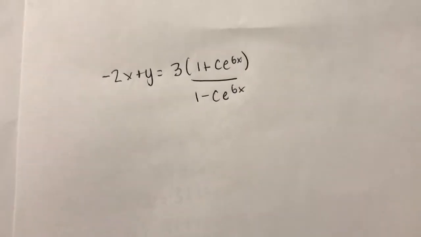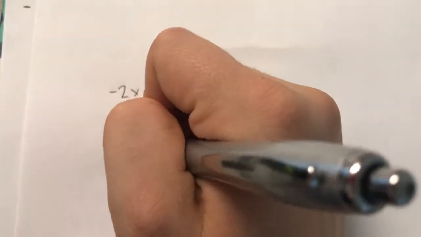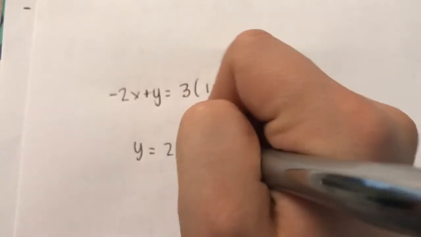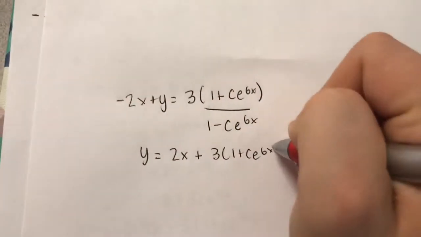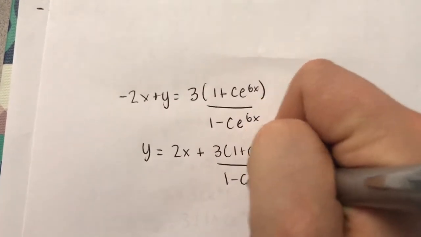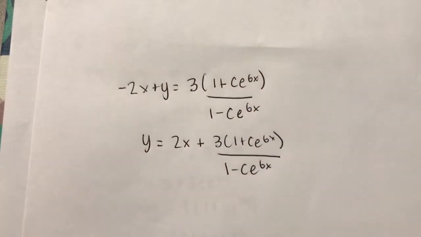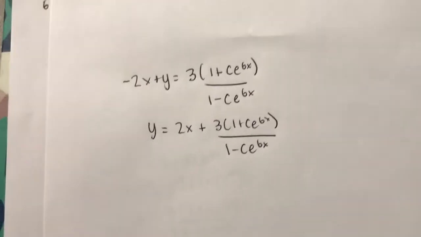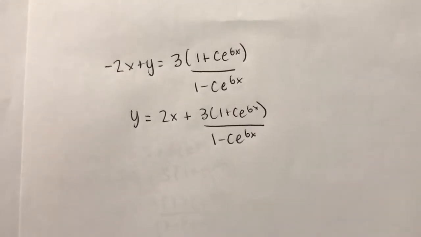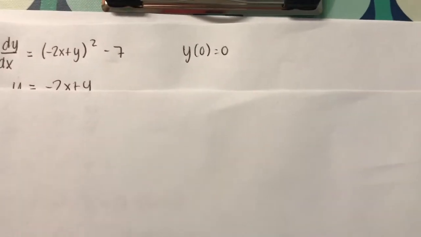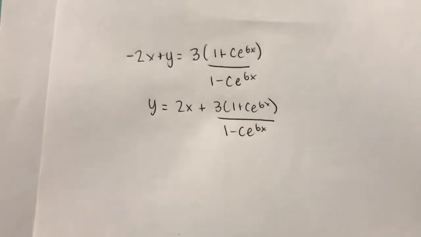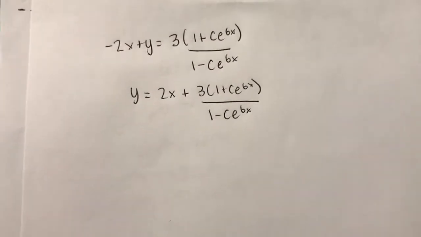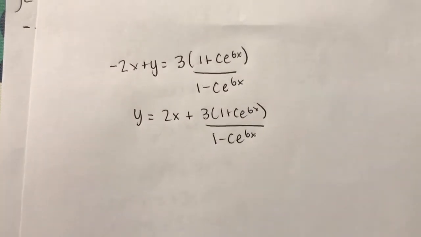Now for here, I'm going to solve for y, so I'm going to add that 2x over. So y equals 2x plus 3 times (1 plus c e to the 6x) over (1 minus c e to the 6x). Now, this would be done if we weren't given an initial value. So if we look back, our initial value was y of 0 equals 0. When I plug in 0 for x, I get 0. So we need to plug in 0 for both our x's and y's and solve for c.